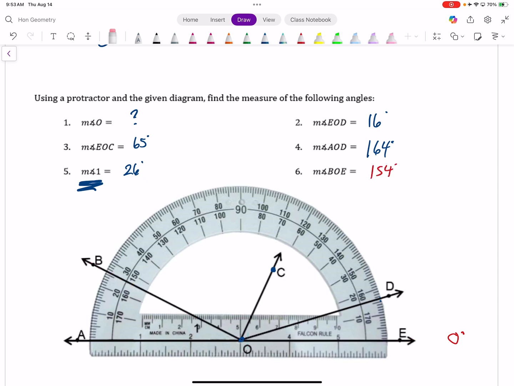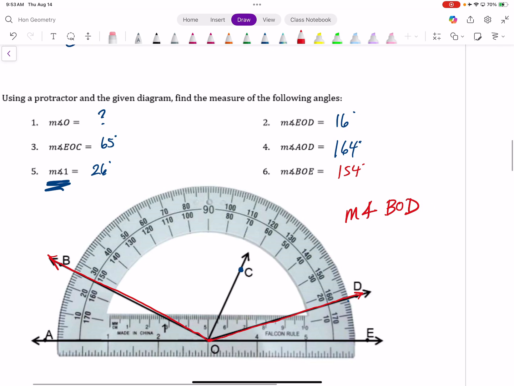Now, I don't know what I was thinking when I made these notes. I used these notes in 2020 for the last time. I should have put an angle like this on there, so let's just do that now. What if we get the measure of angle BOD? So let's see. This one, let's just pick a side. This one's 16 degrees. If we keep going that direction, we're up to what, 154?